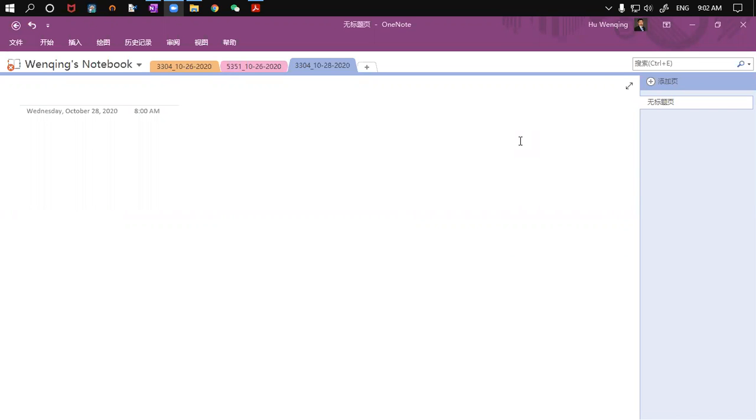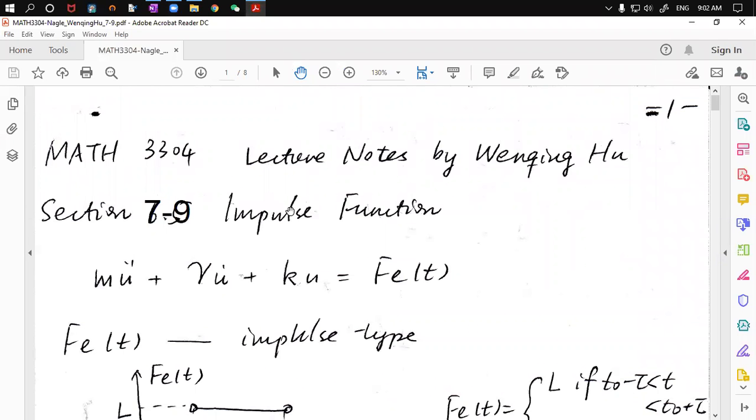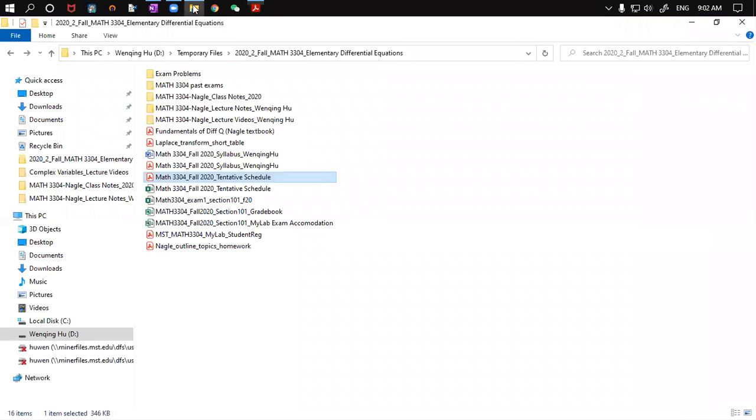Okay, so let's just start today's lecture. So today we are going to continue our analysis of the Laplace transforms. In order to do that, I would like to recall our transform table.